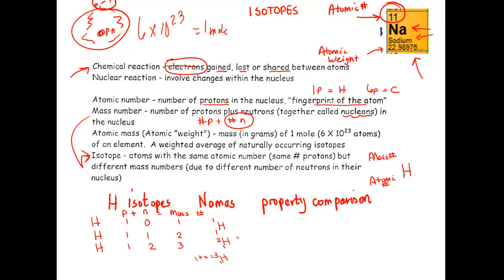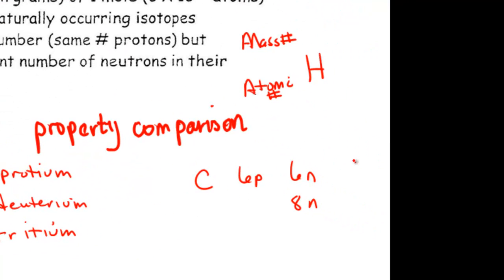And actually all of the isotopes of hydrogen, and any of the other elements, have isotopes. For example, carbon has 6 protons, and normally it has 6 neutrons, but it can have 8 neutrons. So we can have this isotope or this isotope.